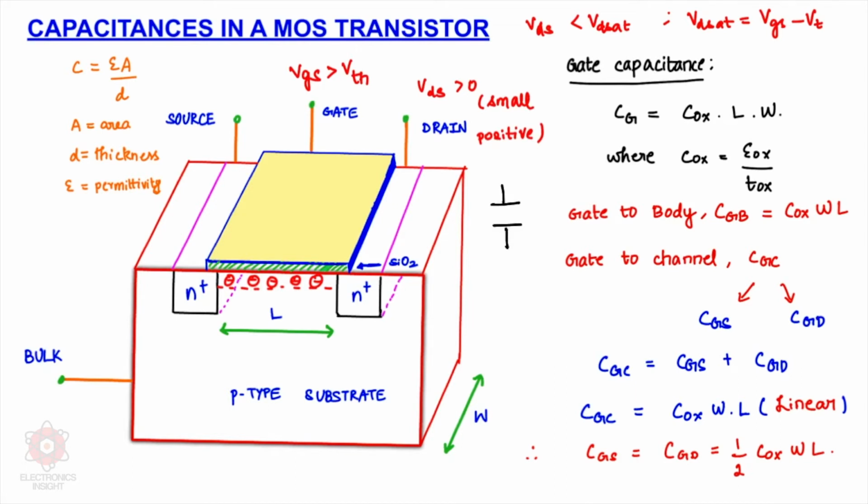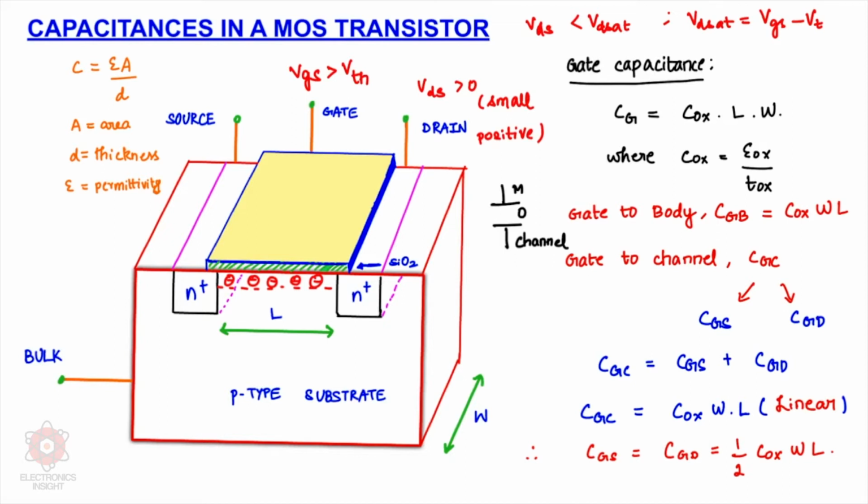Similarly, we have a metal, the oxide layer, and then the channel here, which is also a conductive region because it is full of electrons. So we can interpret this MOS transistor as a capacitor. Taking that into consideration, we will first look into the general parallel plate capacitance formula, where we write the capacitance as epsilon A by D, where epsilon is the permittivity of the material that we are using, D is the thickness of that particular capacitor, and A is the area.